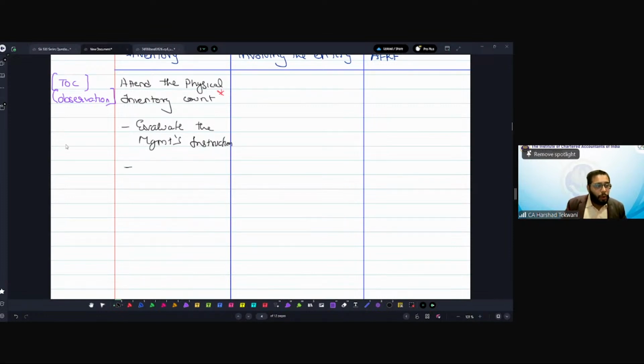Second, you need to observe the performance by yourself. Let's say the instructions are there and the design is perfectly fine. But what if the person is not complying with the instructions? He's doing it the way he wants, overlooking the instructions, just not following them. So you need to observe whether the instructions are being followed or not. This will give you comfort on the operating effectiveness.